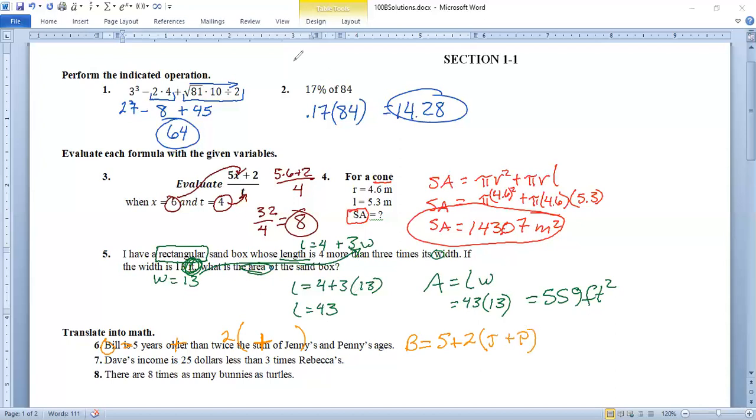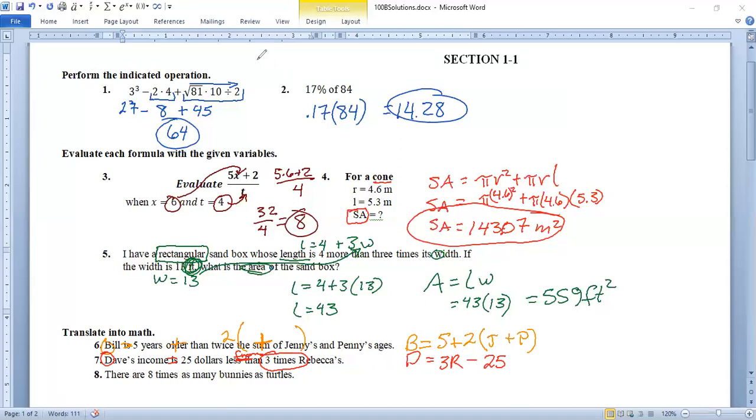Number 7, Dave's. That's D. Income is $25 less than. Now, less than is subtracted from. So this is Dave's is 25 less than 3 times Rebecca's. 3 times Rebecca's is right there. That's 3R. And yeah, that less than gets tricky, we have to switch them around.